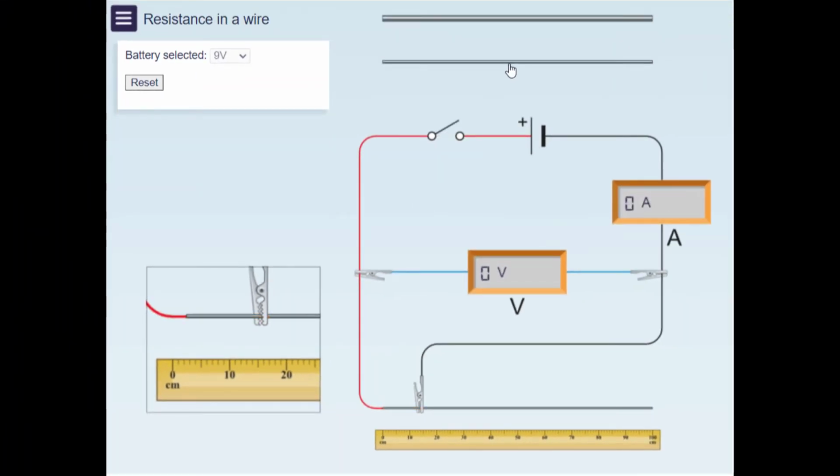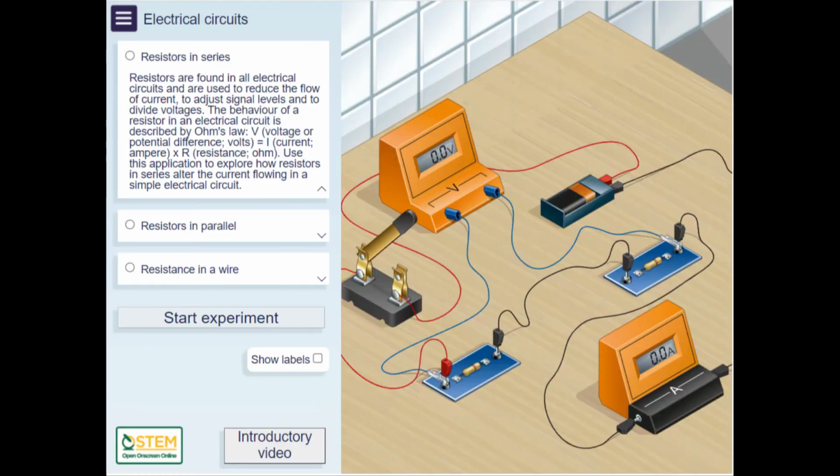To change the wire, just insert the new wire into position. Once you have collected your data observation, your teacher will take you through the next steps.